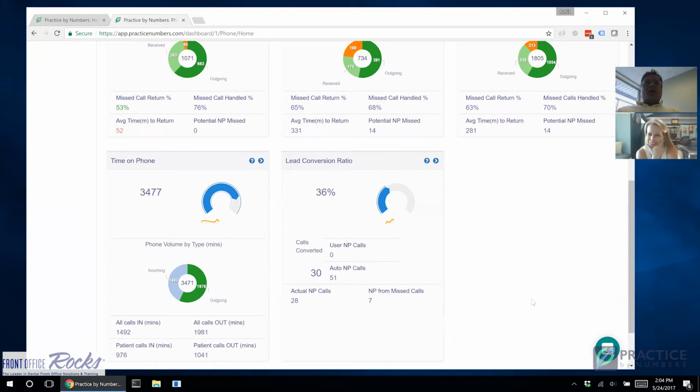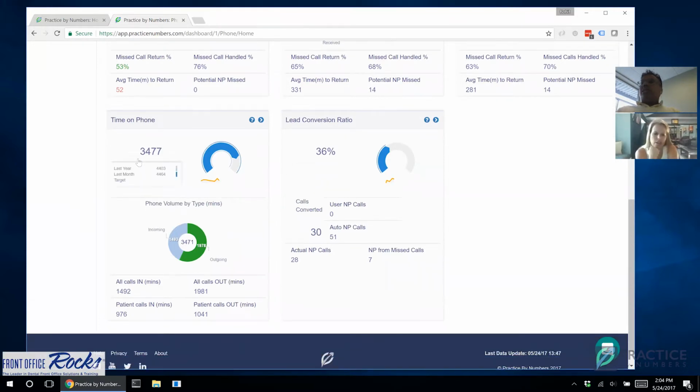What else do we have here on the software? Another important thing to understand is time on the phone. How much time are people spending on the phone? So, let's quickly understand outgoing calls. How many minutes were spent on the phone on outgoing calls to patients, insurance, and others? Why is this important? It's important to understand what kind of capacity you have up front. How many minutes are they spending on the phone?